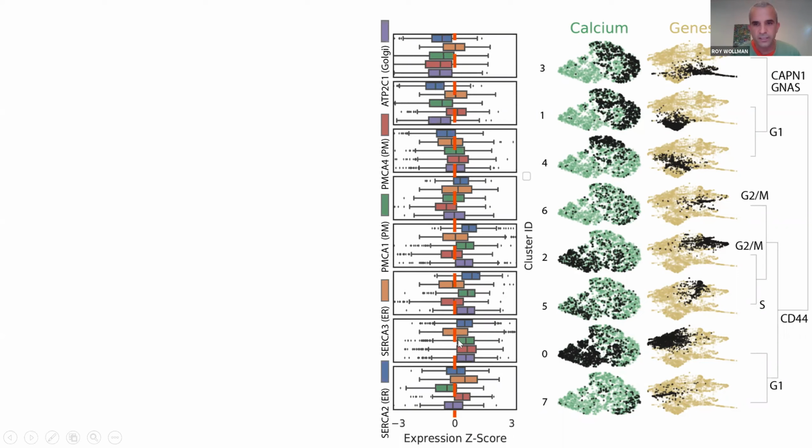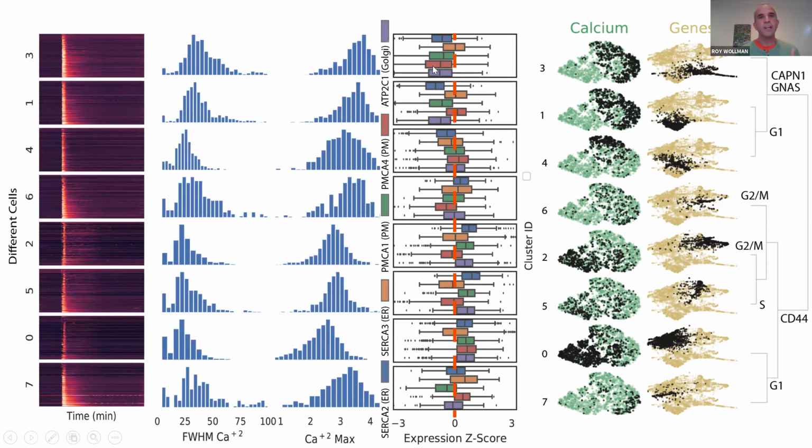So for example, in this cluster here, all those pumps are really strongly expressed compared to the cluster here where they're all lowly expressed. And because we have the calcium measurement for each one of those cells, we can see that when the pumps are highly expressed, down here in cluster 0, you see a very weak response. There's a small peak and not much afterwards.